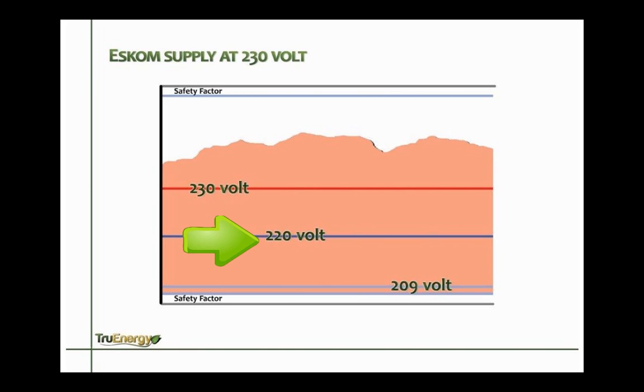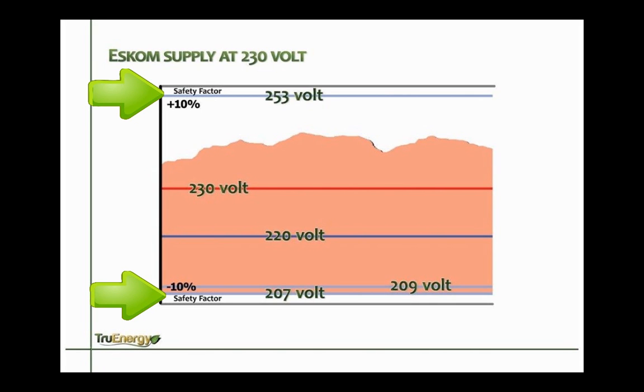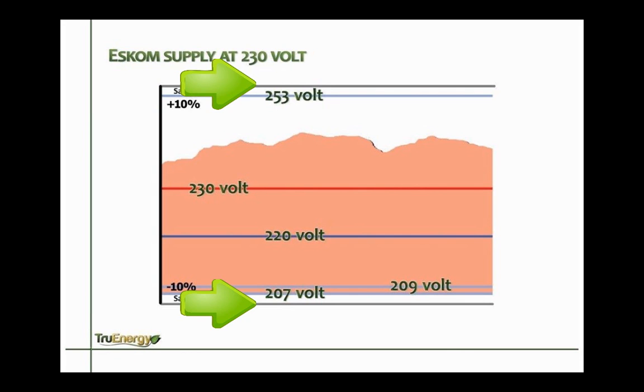Eskom has subsequently increased from the 220 to 230 volt, and the variation range was increased to 10% above and 10% below. So volt can be as low as 207, and as high as 253, so once again the voltage supply may vary between the highest and the lowest voltage supply.